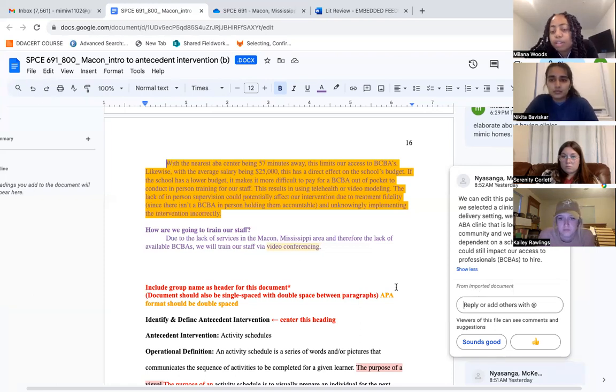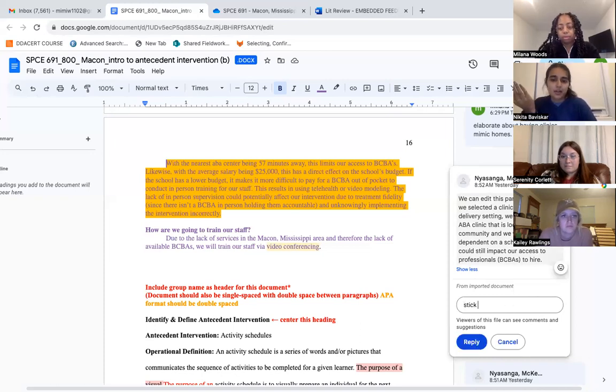Okay, so just to clarify, essentially this paragraph just needs to be clarified and stick with the consistency that we are going to be the clinic that's closest. Yeah, I think all the school parts of it need to be changed out to clinic.